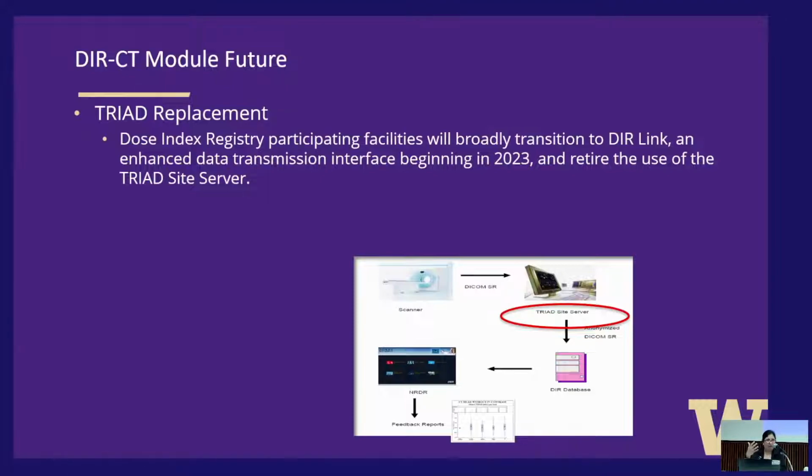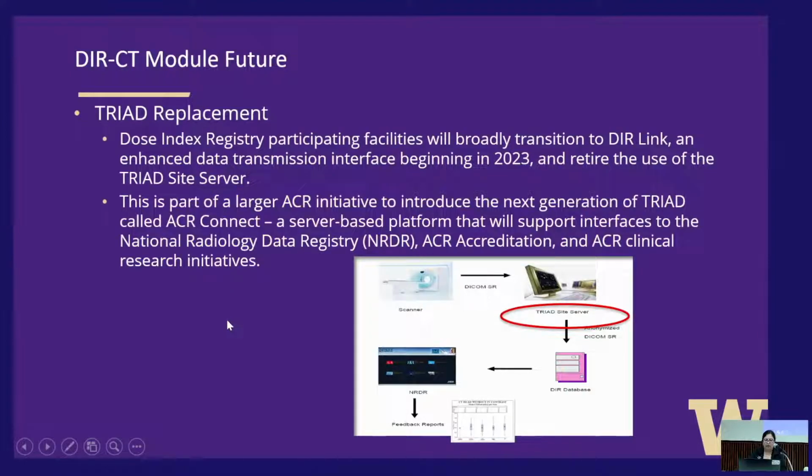And as we saw yesterday, Radimetrics, how slow it was, right? So even from a hardware perspective, upgrading their server will help what you're trying to do with the DIR data. And the idea of doing this is because it'll be a part of a larger American College of Radiology initiative to introduce the next generation of Triad, and that'll be called ACR Connect, which will be a server-based platform that will support interfaces to not only the registry, but the accreditation as well as clinical research initiatives.